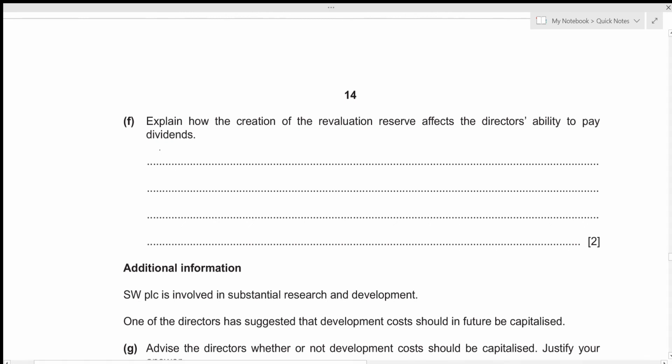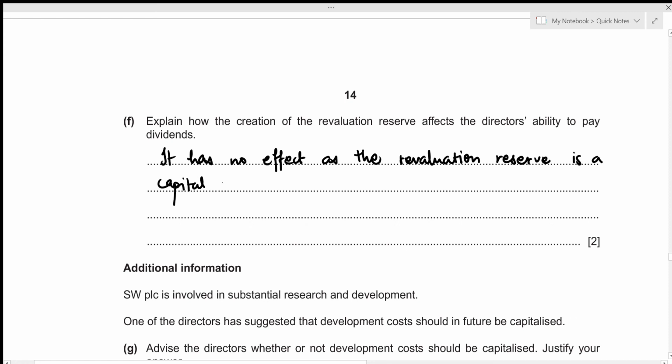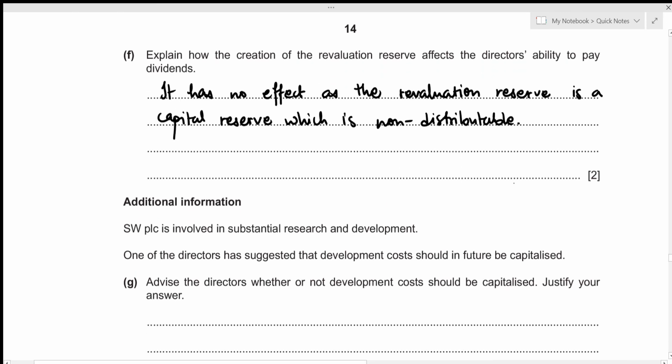Let's write it down. It has no effect as the revaluation reserve is a capital reserve which is non-distributable. This concludes the sixth part. Now we can move to the seventh one.